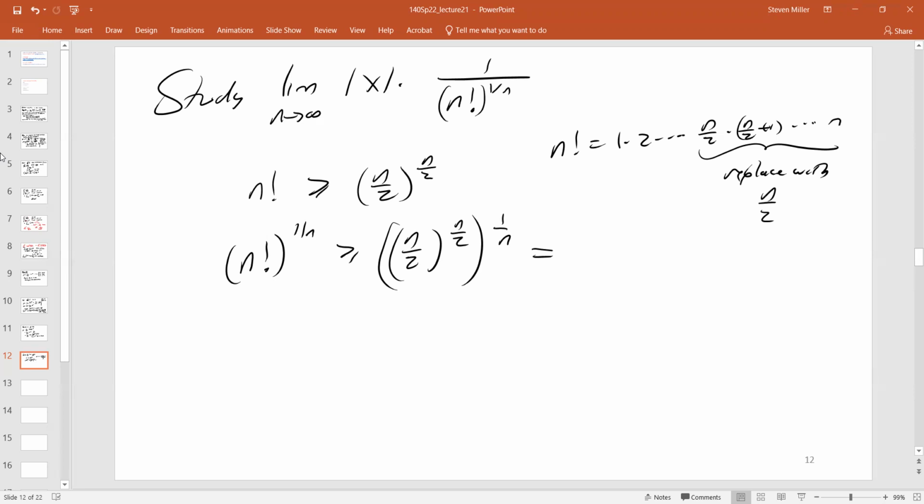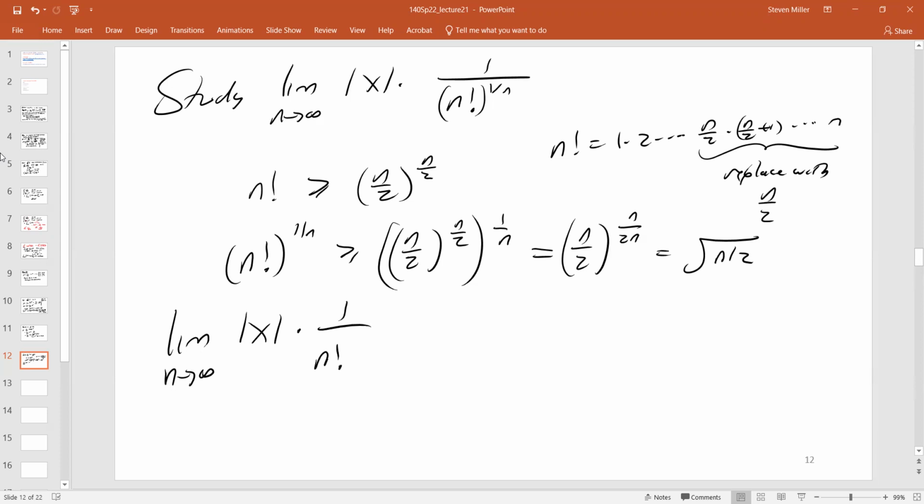So it's going to be (n/2)^(n/2)... but what's n over 2n? It's 1/2. So this is just going to be the square root of n over 2. So the limit as n goes to infinity of |x| times (1/n!)^(1/n) is going to be less than or equal to the limit as n goes to infinity of the absolute value of x times 1 over the square root of n halves.